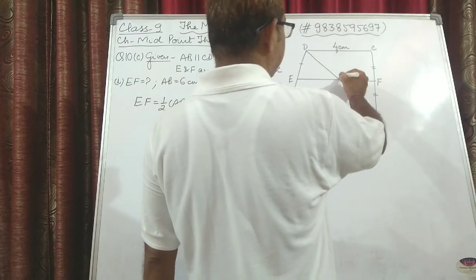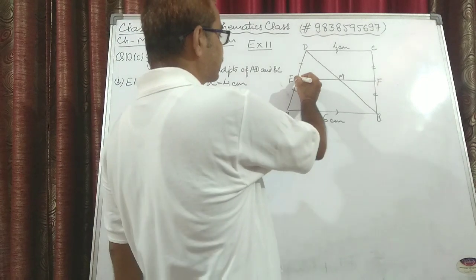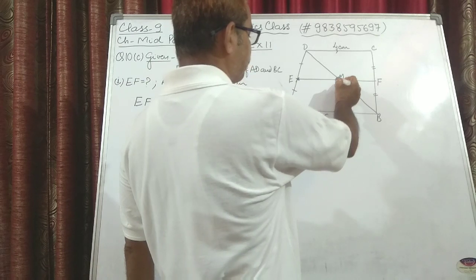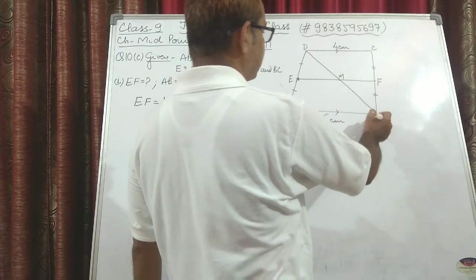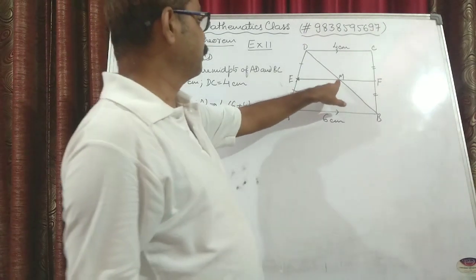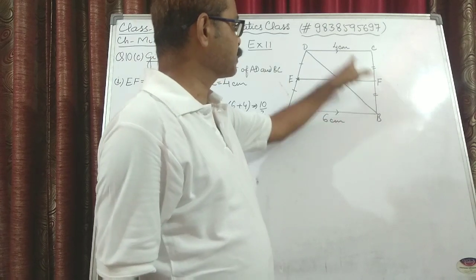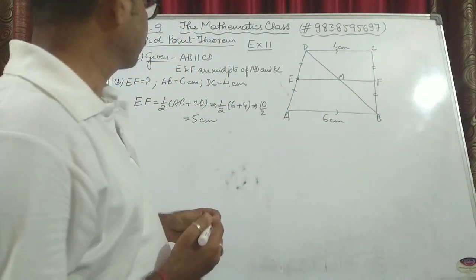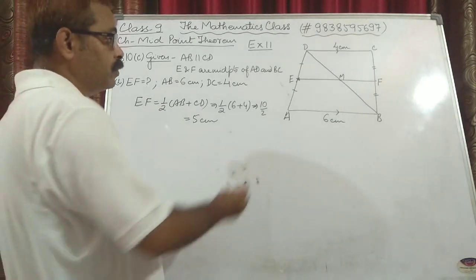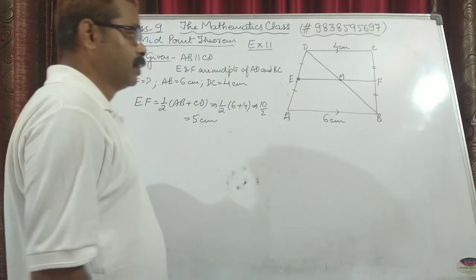Let the point be M over here where EF is intersecting. Now you will prove that since E is the midpoint of AD and EM is parallel to AB, M will be the midpoint of DB. Similarly, MF is parallel to this, and that way you can. Now the question is, how will you prove that the point M is the midpoint?